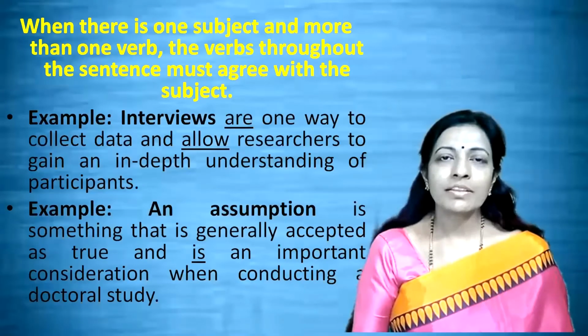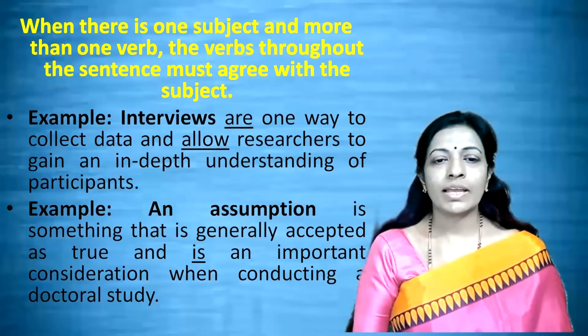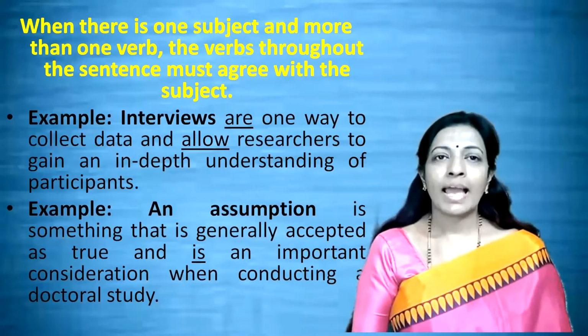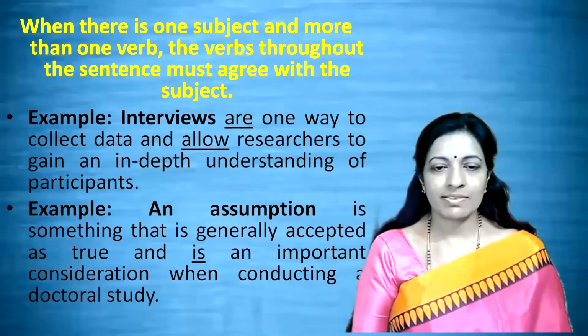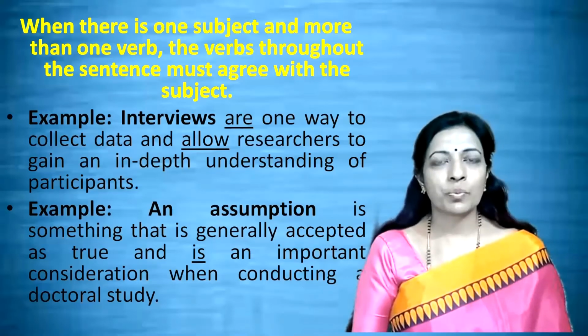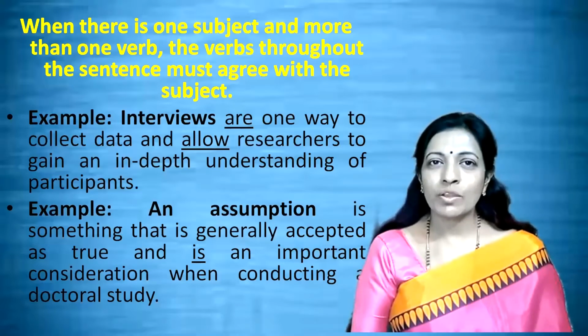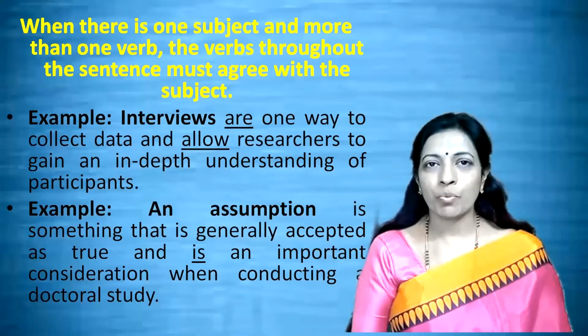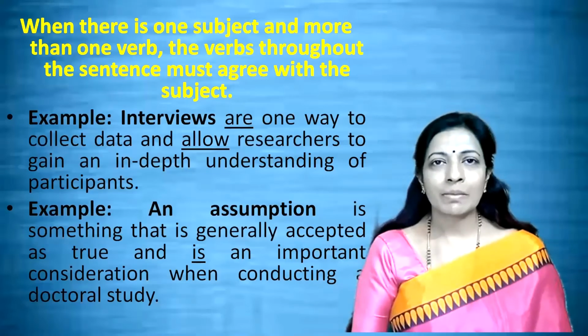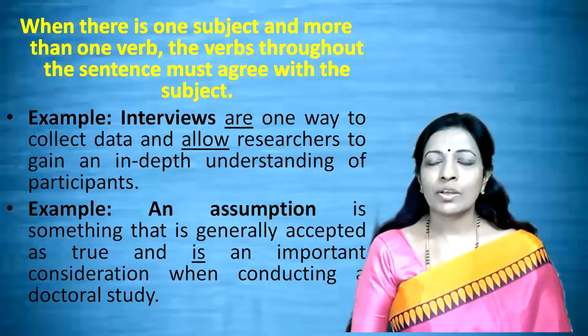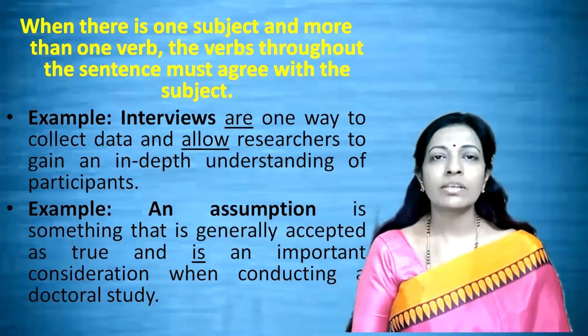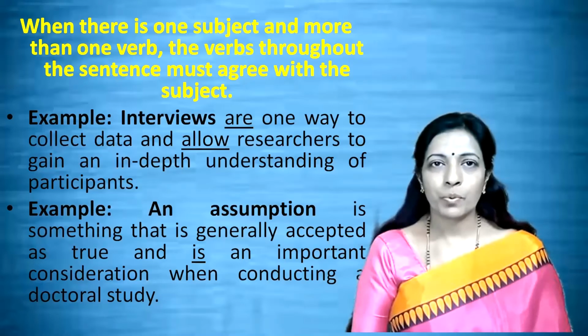Another rule which we need to follow is that when there is one subject and more than one verb in a sentence, then all the verbs throughout the sentence must agree with the subject. That is, if in a sentence there is only one subject and there are two or more verbs, then if the subject is singular in nature, then all the verbs in the sentence should also be singular. If the subject is plural in nature, then all the verbs will be plural.